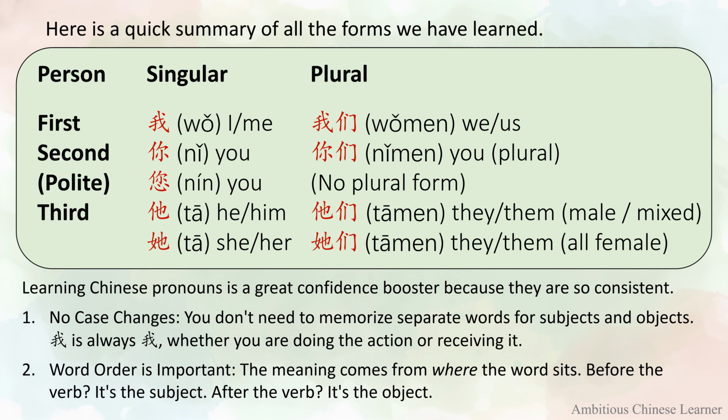Learning Chinese pronouns is a great confidence booster because they are so consistent. Remember, first, you don't need to memorize separate words for subjects and objects. 我 is always 我, whether you are doing the action or receiving it. And, second, the meaning comes from where the word sits. Before the verb, it's the subject. After the verb, it's the object. Keep practicing these simple sentence structures until they feel comfortable.